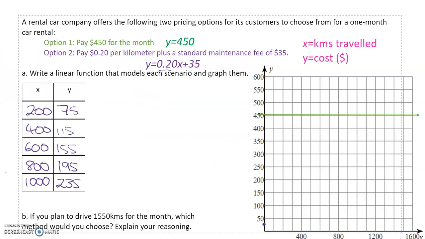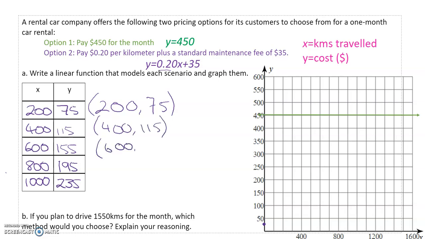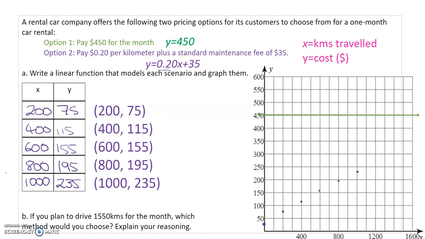Now I need to plot them on my graph. Remember, each of these values corresponds to a coordinate. So this is 75, our x always goes first, then 400 and 115, 600 and 155, etc. So we just need to locate them on our graph. So 75, halfway between 50 and 100, then 400 and 115, just over the 100 mark, etc. And keep going until all your dots are in place. Once you've put all your dots in, you're just going to connect them with a straight line.